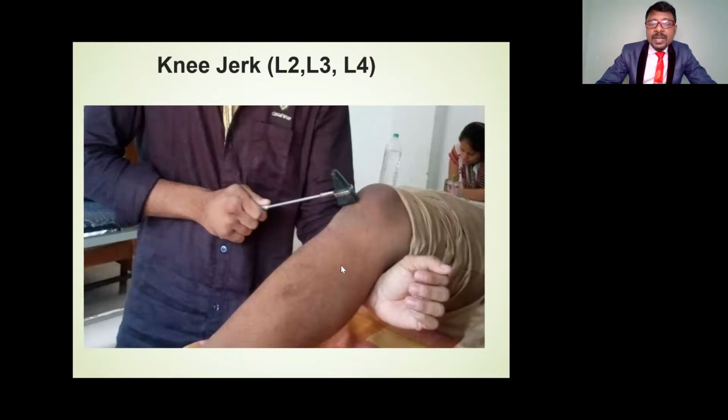If it is hyperreflexia, it may be either a spinal cord injury or a stroke patient. They are going to give hyperreflexia. If you tap here, the force will come very fast. So that is the hyperreflexia. The reflex will be exaggerated and faster.